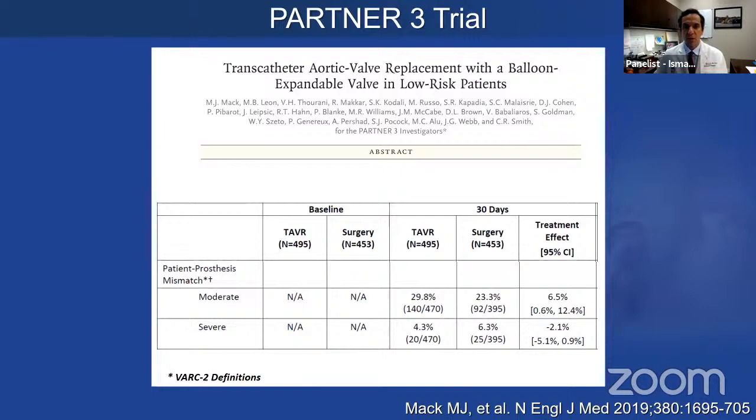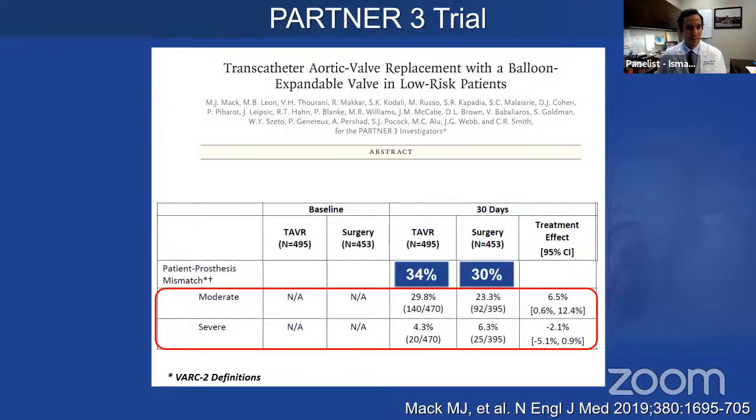And you will hear more and more that perhaps TAVI now is a very good solution for patient prosthesis mismatch because there's no stent to the valves, and therefore the hemodynamics are probably better. But the reality is different. This is the data from the PARTNER 3 trial. And when you look at the incidence of moderate or severe mismatch in both groups, it was actually very similar between the two groups, if not higher in the TAVR group, with 34% of the patients in TAVR having patient prosthesis mismatch and 30% of the patients in the surgical group having a PPM.